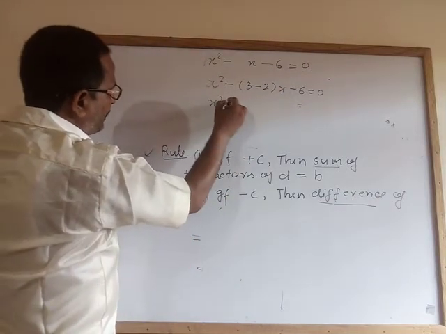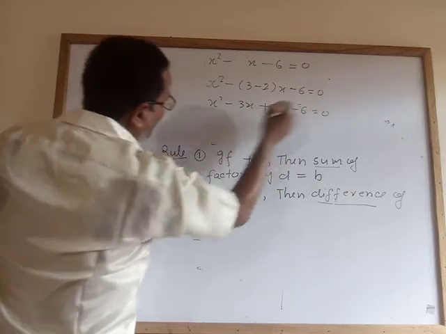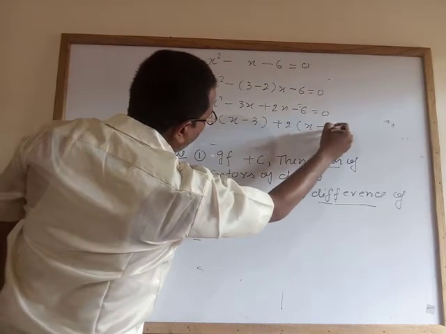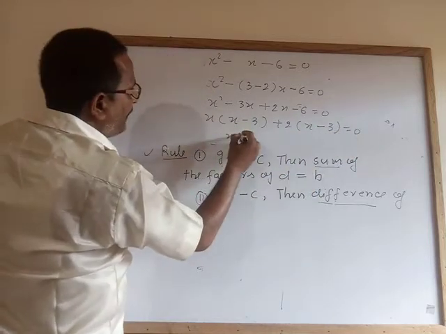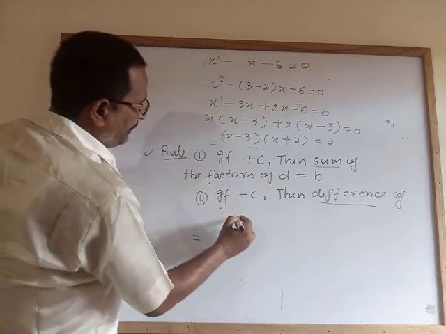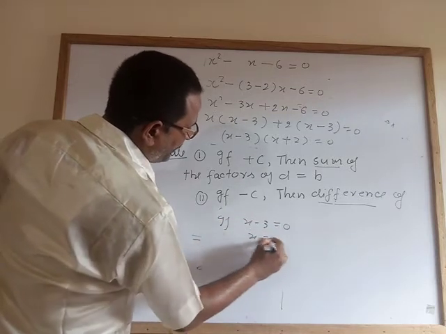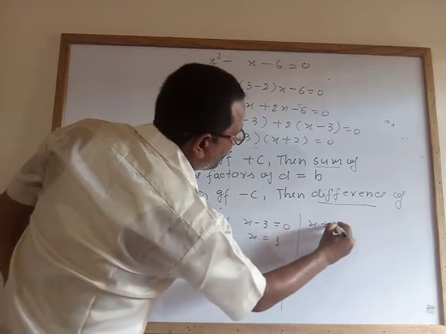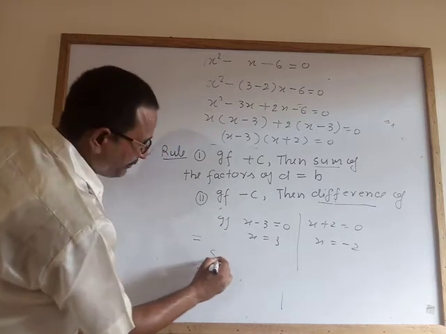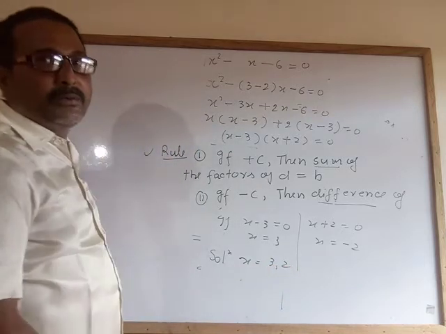Now x square minus 3x plus 2x minus 6 is equal to 0. x common: x minus 3, plus 2 common: x minus 3, is equal to 0. So x minus 3 and x plus 2 is equal to 0. If x minus 3 is equal to 0, x is equal to 3, and x plus 2 is equal to 0, x is equal to minus 2. It is having two solutions: x is equal to 3 and minus 2.